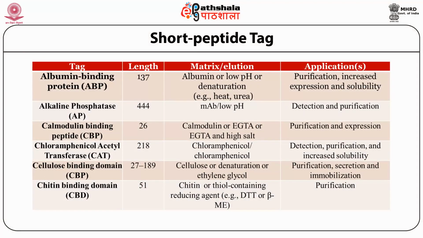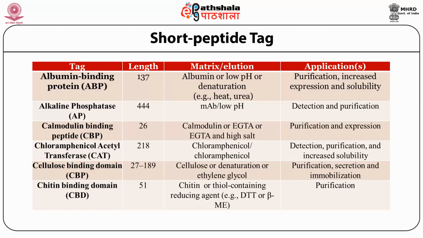So in this table we have tag, what is the length, what are the matrices that are used to capture these ones, and what are the eluents that are used to remove these tags from the matrix, and what are the applications. The very first one is albumin binding protein. As its name suggests, it binds with the matrix, which is albumin based, and it can be eluted by denaturation using heat or urea. This is used for purification, increased expression and solubility.